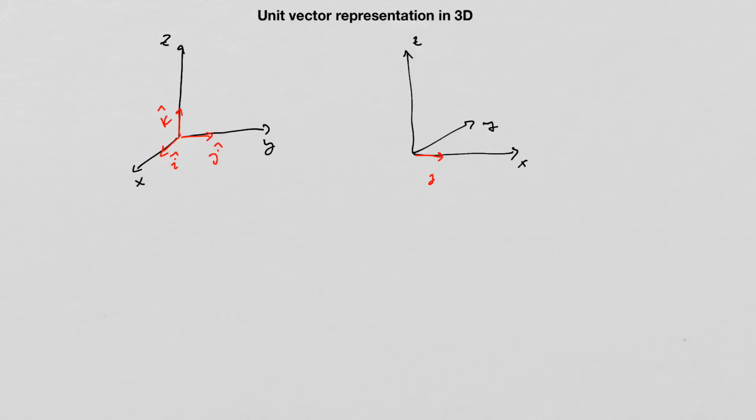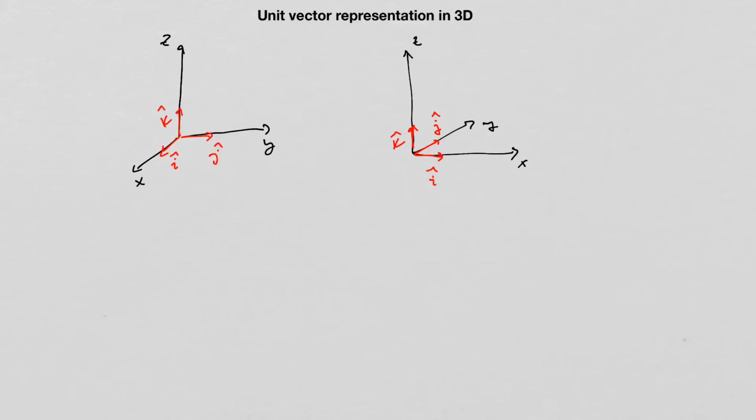And same here, i-hat along the x-axis, j-hat along the y-axis, and k-hat along the z-axis. So, as I already defined them, the unit vectors have magnitude of 1, and each points along that particular coordinate direction. So then, any vector in three-dimensional space can be represented as the sum of its components multiplied by the appropriate unit vector.